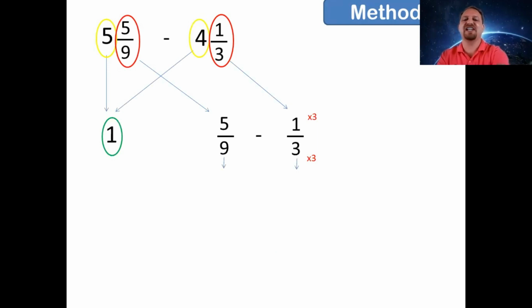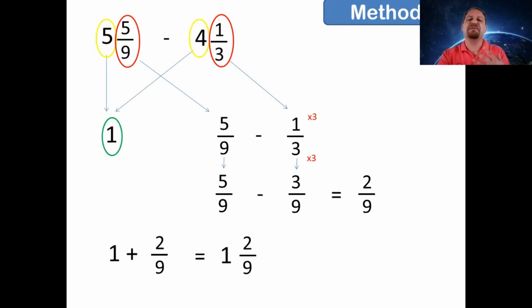Okay, we must change the common multiple, or find the common multiple between 9 and 3. Now we have 5 over 9 minus 3 over 9 equals 2 over 9. Plus that together, 1 plus 2 over 9 equals 1 and 2 over 9. And that's the answer.